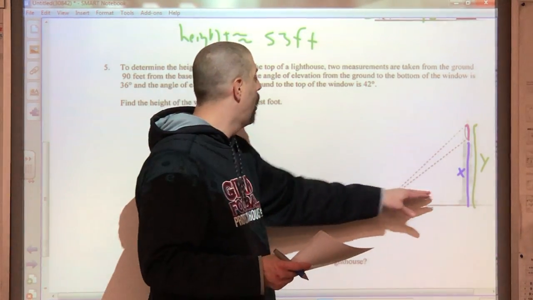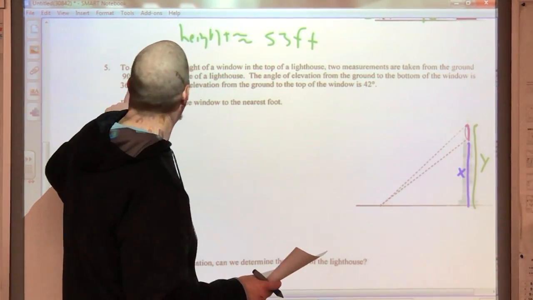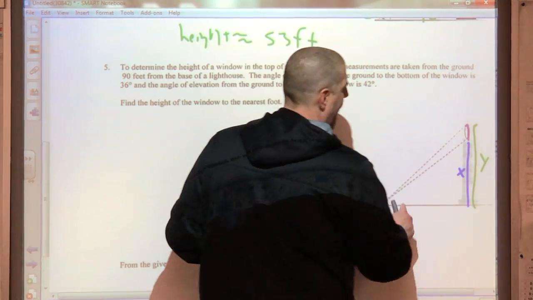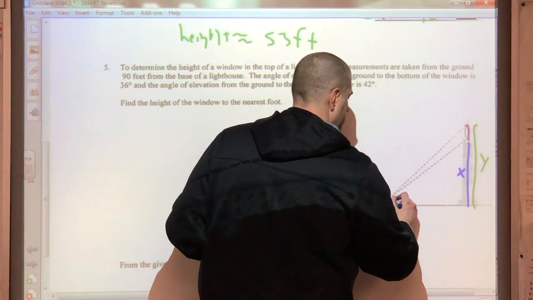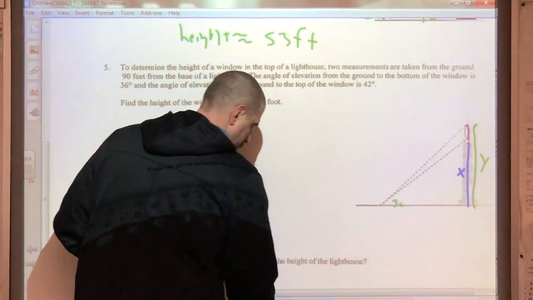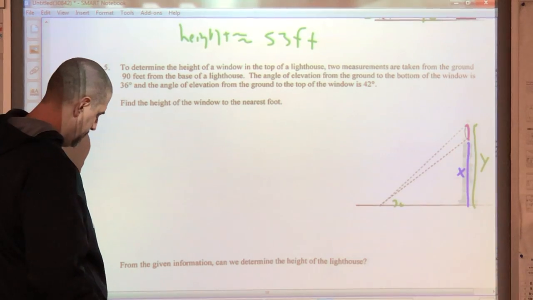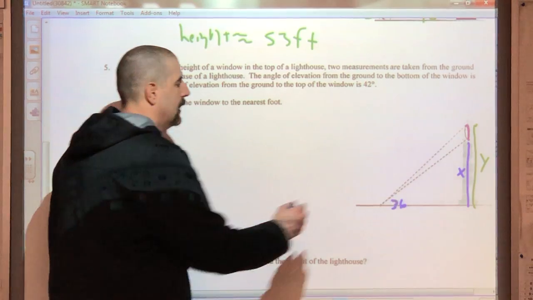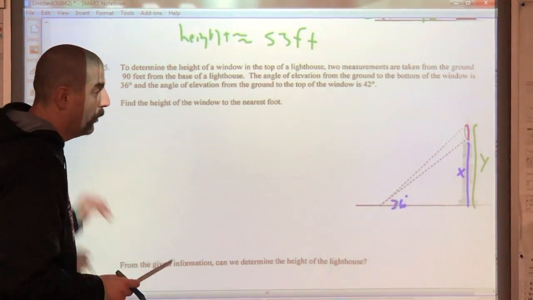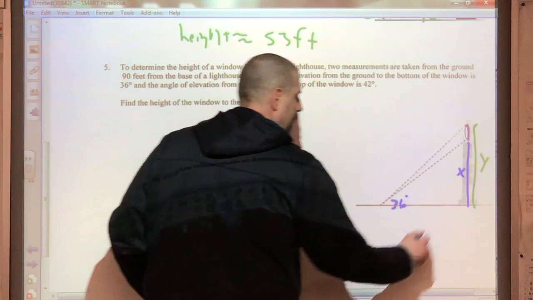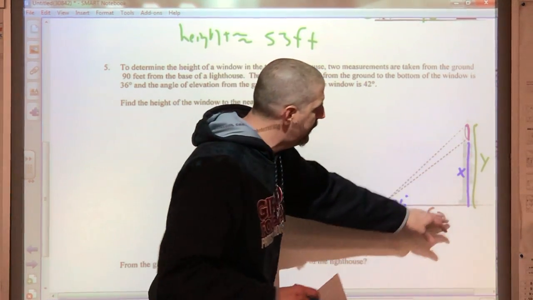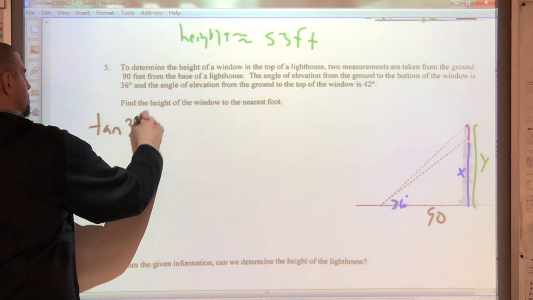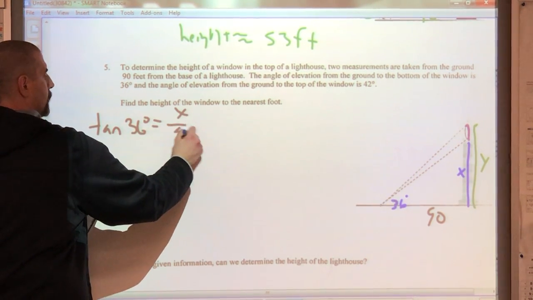So we're going to start with the smaller, and again, the angle from the top to the bottom of the window is 36. So we're going to have 36 to the bottom of the window in here. Whoops, that's supposed to be blue. Let's change that. So we have 36 degrees, and then in the bigger triangle, we'll get to that in a second. We have a known value of 90 again, so we're going to have opposite and adjacent. That's tangent. So we get tangent 36 equals opposite over adjacent.